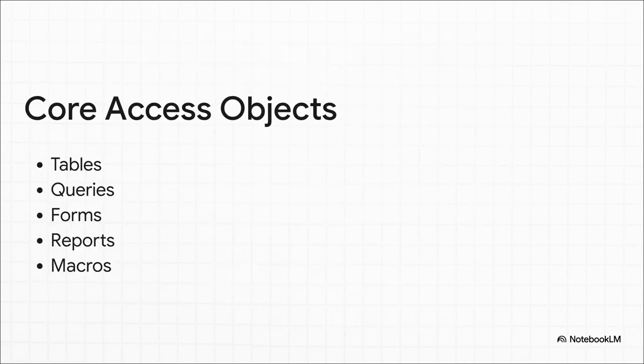And inside that toolkit, you've basically got 5 main building blocks. In Access, they call these objects. They are tables, queries, forms, reports, and macros. Pretty much everything you do in Access is about creating and combining these 5 things.